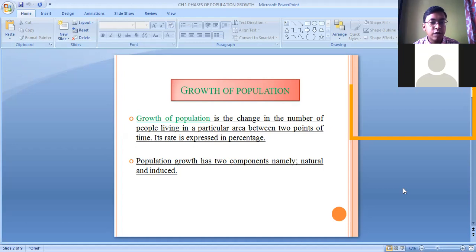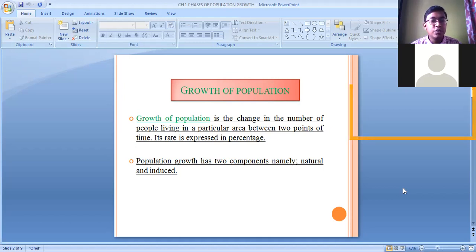Suppose, for example, in 2001, what was the total population of India? And in 2011, these are the 2 time periods. The place is India, and the time period is 2001 to 2011. So between 2001 and 2011, the change which has taken place in the population is known as the population growth. And this change may be positive or negative, but in most cases when we study population, we find there is always a positive growth. That means there is always an increase in the population.